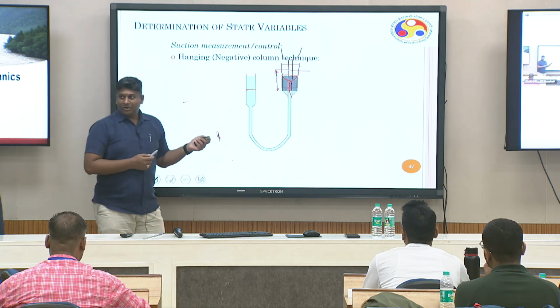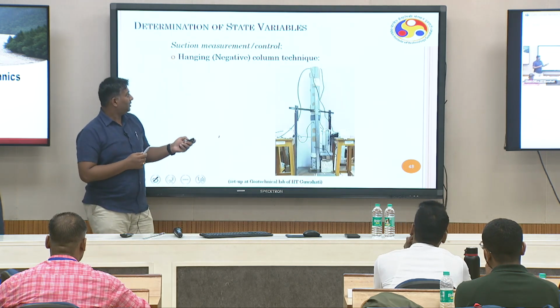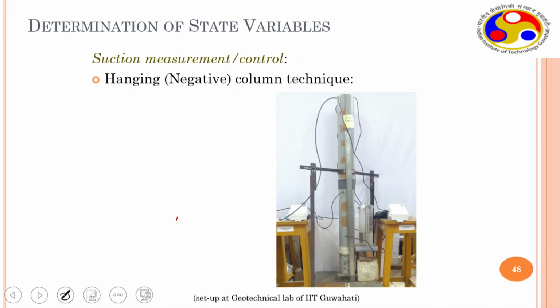So that is the method we are trying to use in the hanging column method. Therefore, a large column compacted with sand or any soil is connected to a reservoir. This is a reservoir. This is a sand column. Now water is expected to be up to here, wherever the water level in the reservoir is.